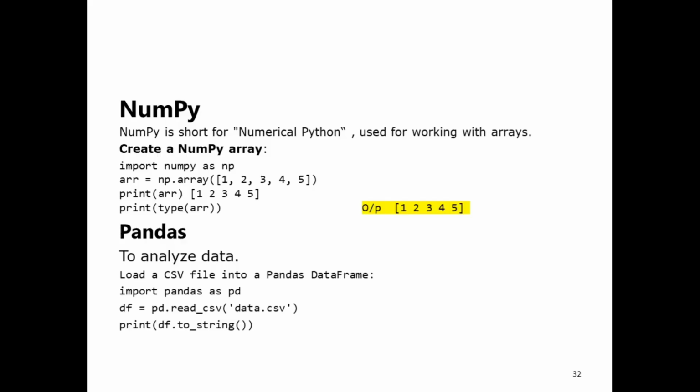So you can create the 1D array. You can use print, then it will display. If you want to know what type, maybe it is an object, integer or string, whatever, if you want to know the type of the data, then you can use print(type(array)).